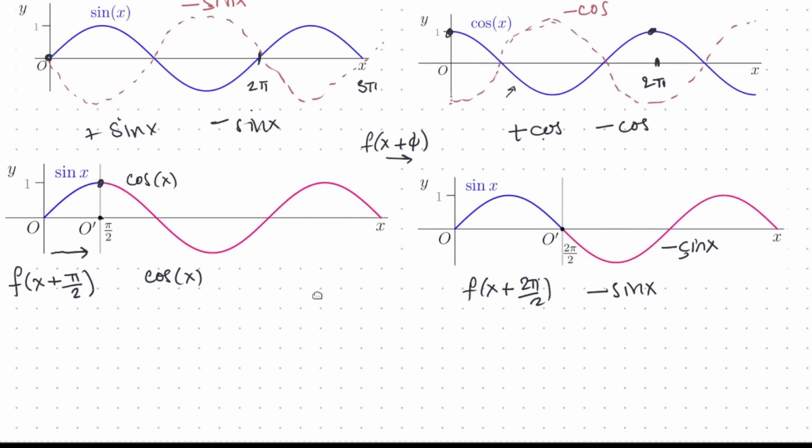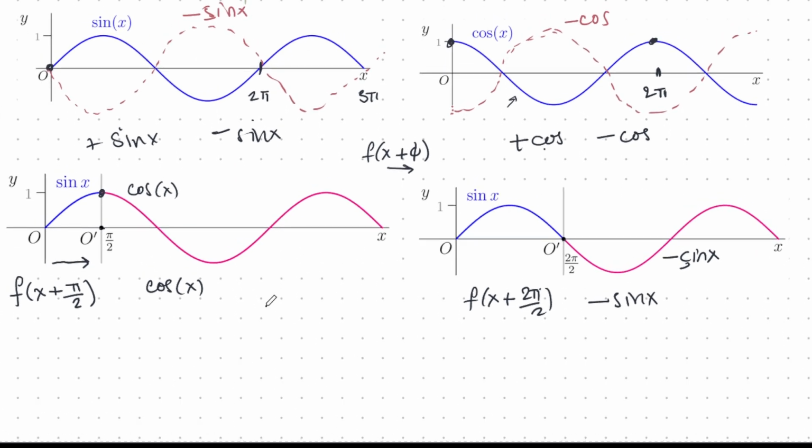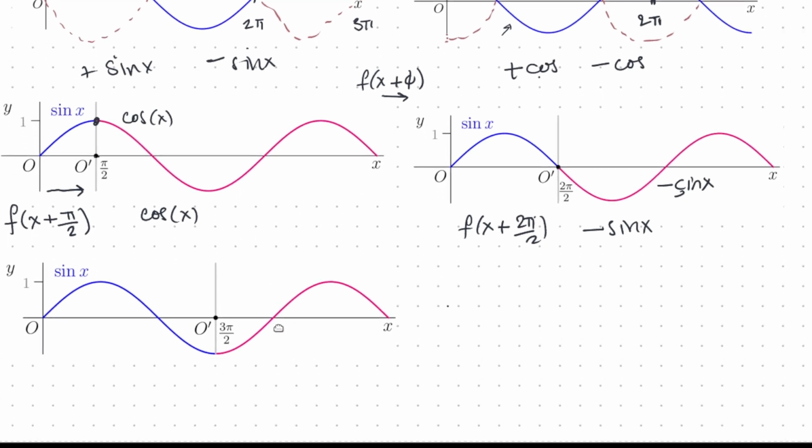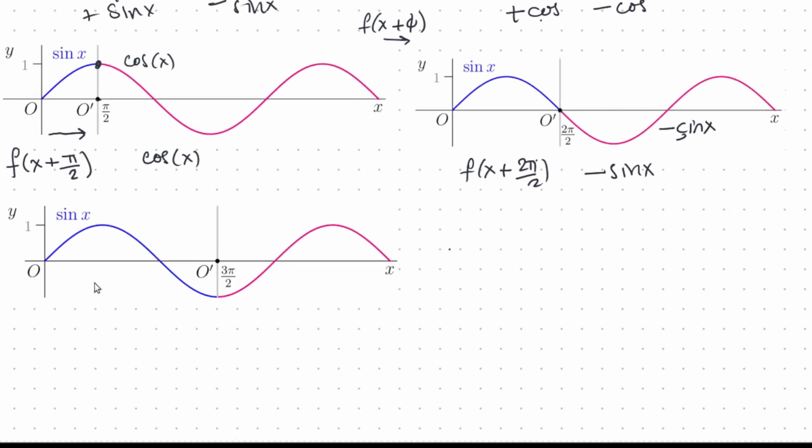Let's keep going with this idea. Let's see where this idea leads us. So now I have shifted the origin by 3 pi over 2 to the right. I've done this shift, f of x plus 3 pi over 2. So that shifts it all the way over to here.